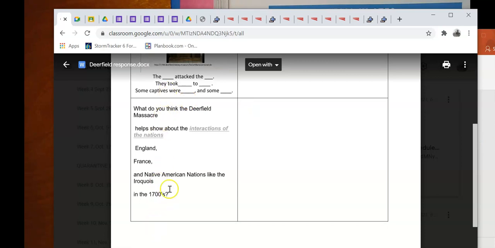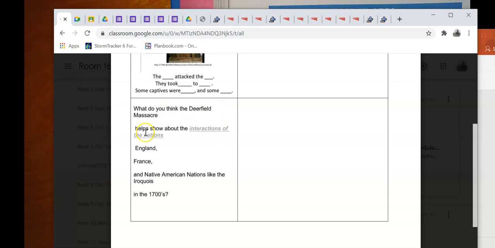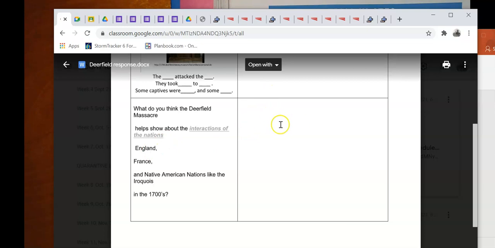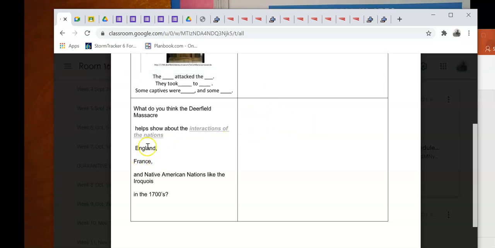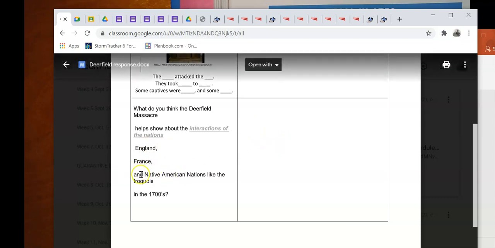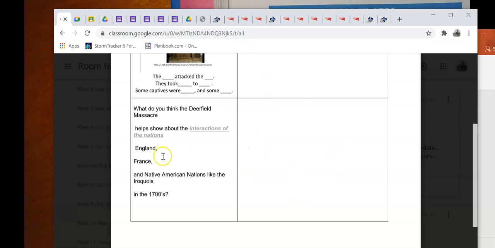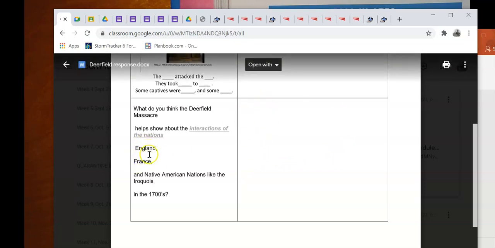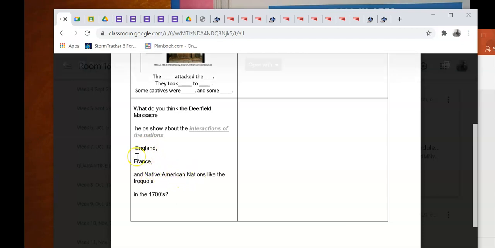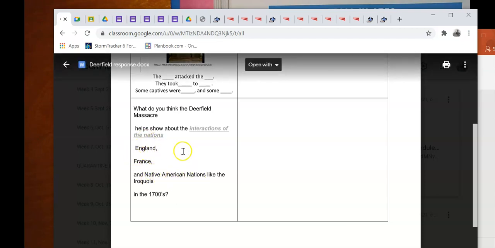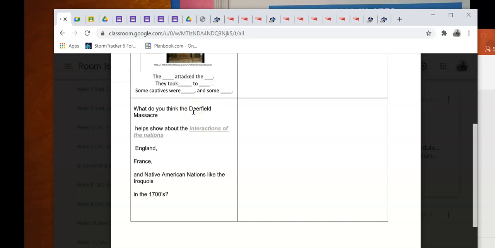You also will need to answer what you think this event, the Deerfield Massacre, helps show about the interactions of the nations of England. So what does this show about England and France, how they got along? What about the Native American nations like the Iroquois? Were they always against the European nations, or did some of the Native American nations ally themselves with different European nations? And what was going on in the 1700s? One good hint is the fact that this story is called the Deerfield Massacre.